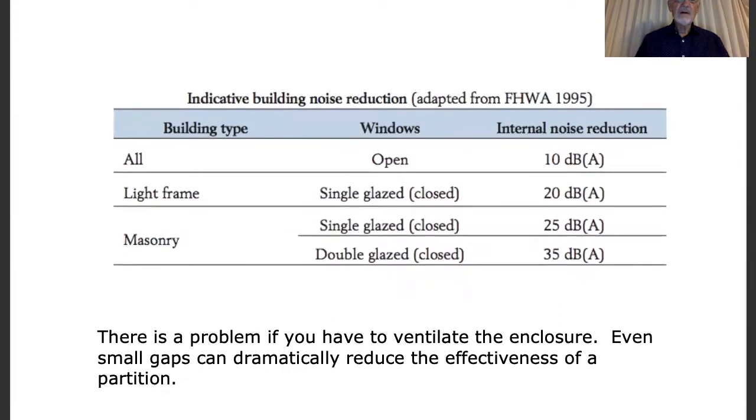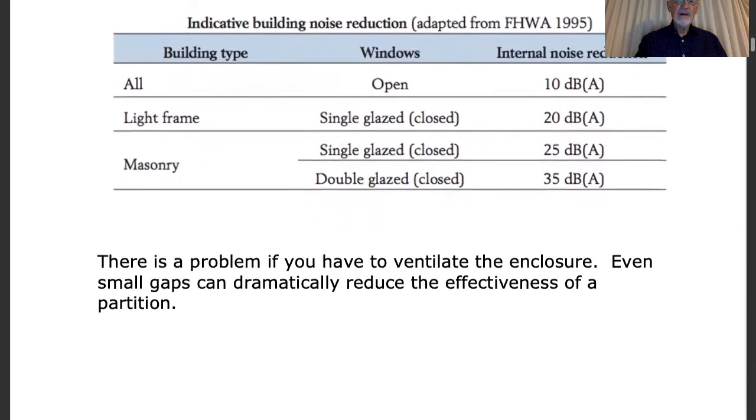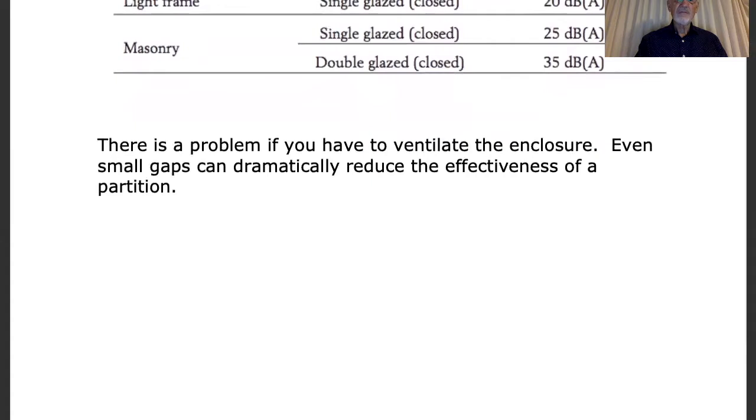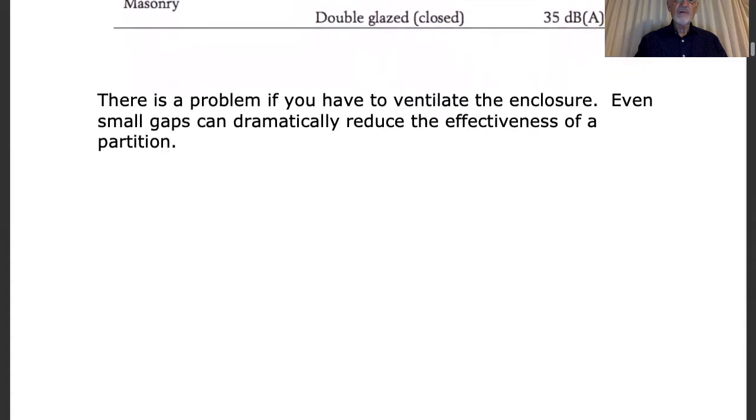And that gives you an indication of the noise reduction with typical building types, light frame and masonry. Masonry means brick or concrete. In effect, the best you can do really is about 35 decibels. But then there's a problem if you have to get air in and out of the enclosure, and even small gaps can dramatically reduce the effectiveness of a partition.